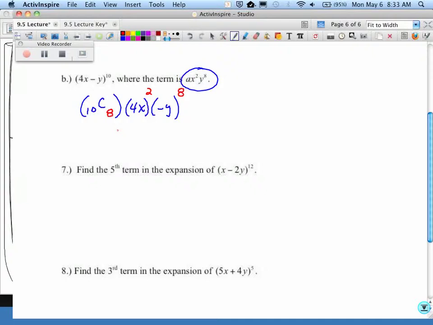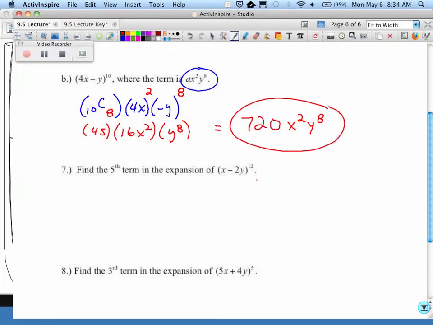So, somebody with the calculator out. What's 10C8? 45. 16x squared y to the 8th. The negative y to the even power will be positive y. So now, what's 45 times 16? X squared y to the 8th. Now, that is one of 11 terms. Right?